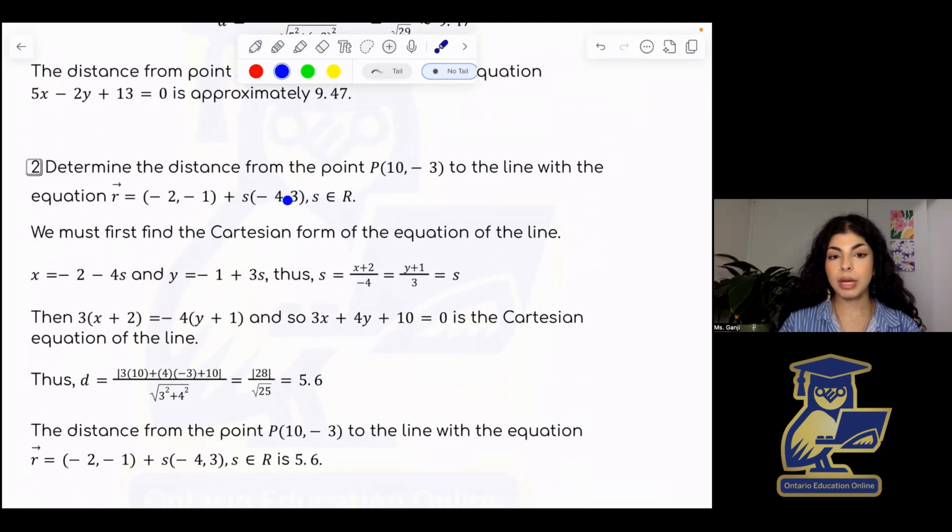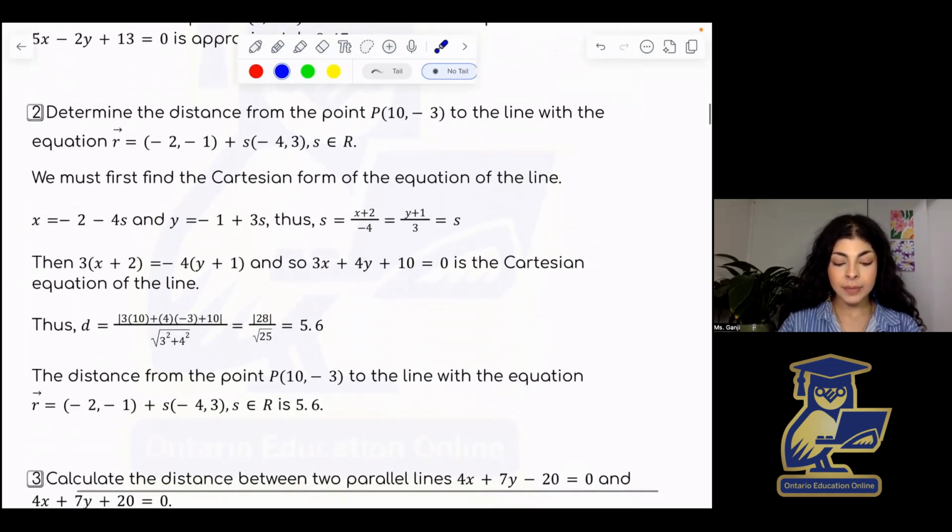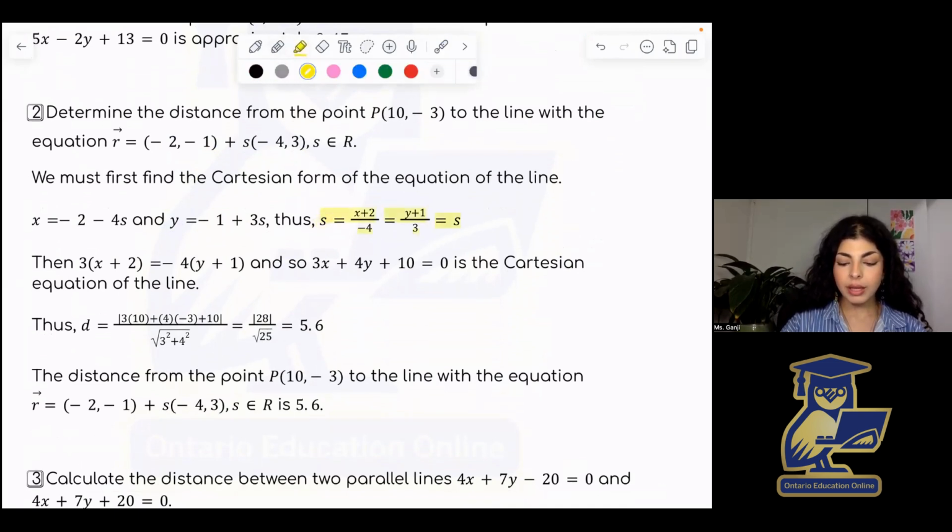Next example, we are given the point, but now our equation is in vector form. So we do have one more step here, which is to convert this into Cartesian form. The way I'm going to do this is I start with the parametric form, which is x equals -2 minus 4s, and y equals -1 plus 3s. Now, this is the symmetric equation. So these are both equal to s. All I've done here is move everything over in order to isolate s, and same with y, I isolated s. And so (x plus 2) divided by -4 is equal to (y plus 1) divided by 3.